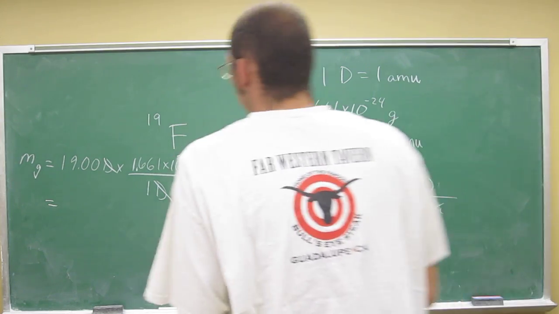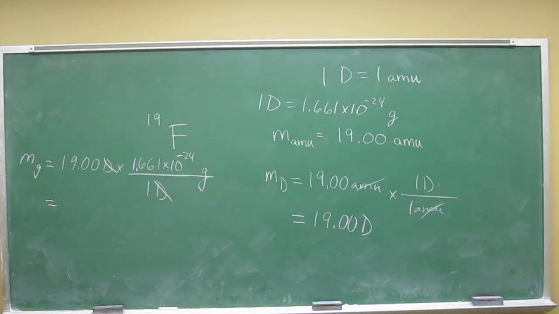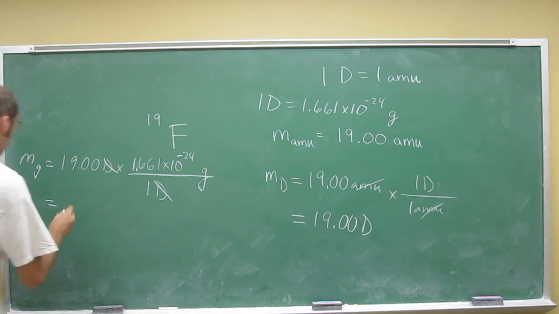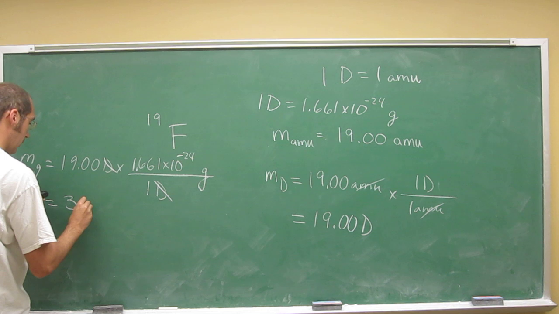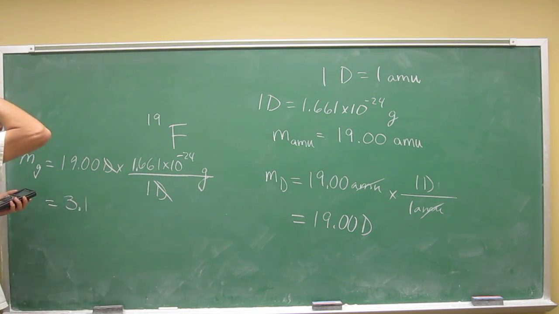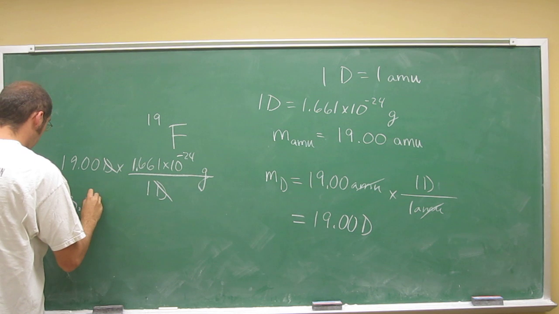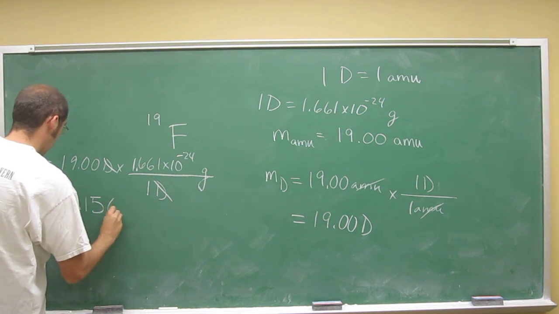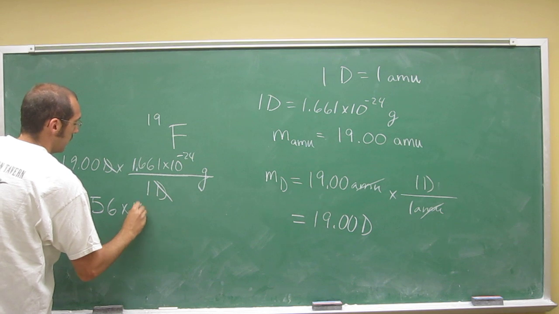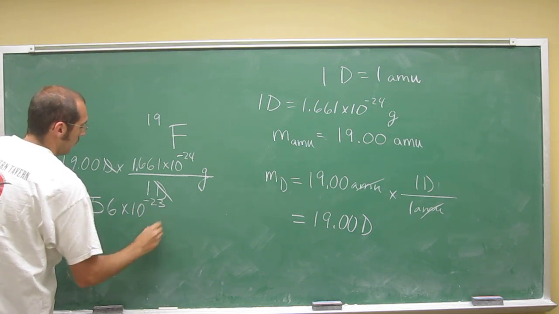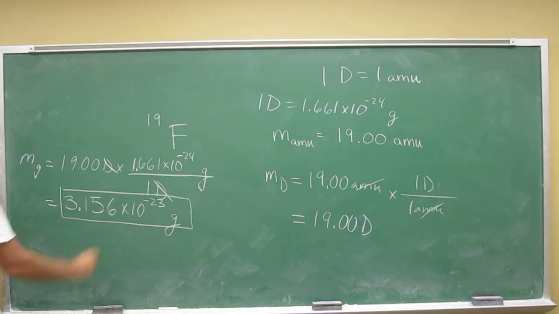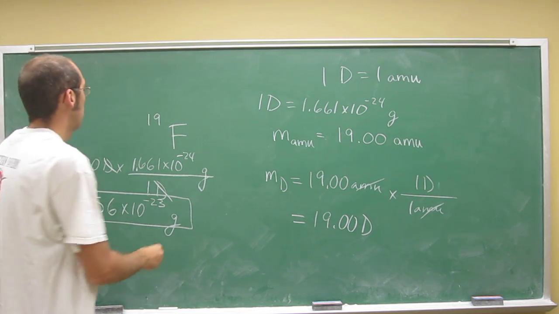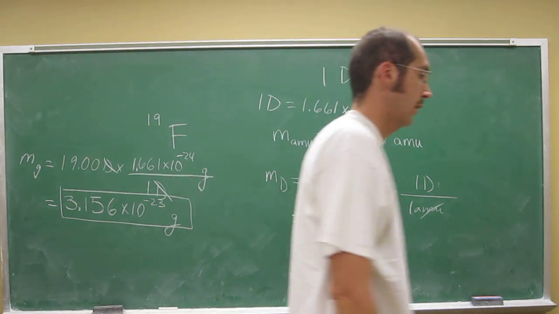Get our calculator out. So 19 times 1.661 e negative 24, I guess. So with the 4 sig figs, 3.156 times 10 to the negative 23rd grams. So that's how many grams one fluorine-19 atom weighs.